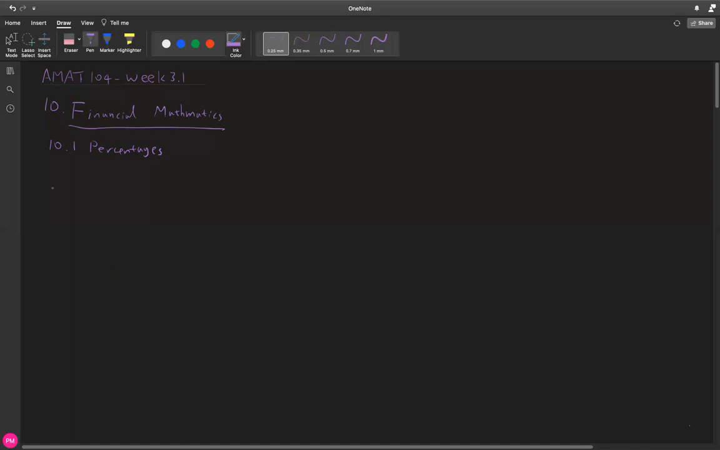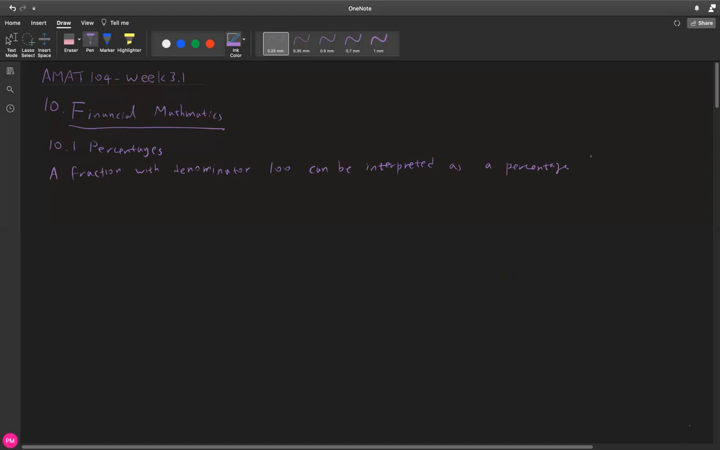So a percentage is, let's say, a fraction with denominator 100, which can be interpreted as a percentage. That was quite simple.